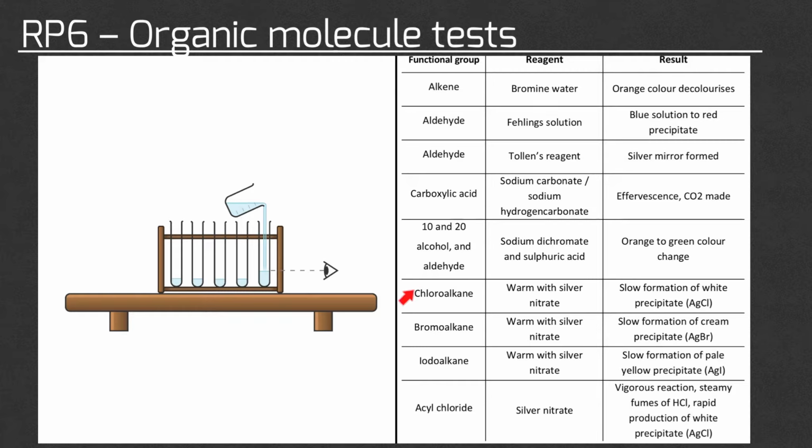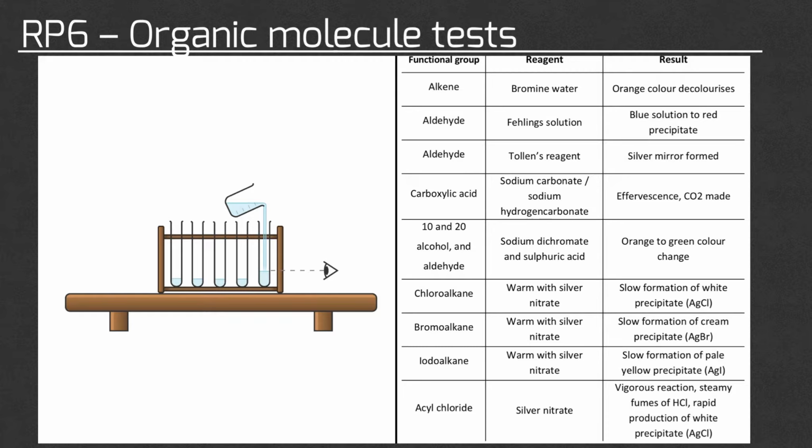To test for a chloro, bromo or iodoalkane, you'd warm each of the solutions with silver nitrate. If you have a chloroalkane, you'll have a slow formation of a white precipitate. If you have a bromoalkane, you'll have a slow formation of a cream precipitate. And if you have an iodoalkane, you'll have a slow formation of a pale yellow precipitate.